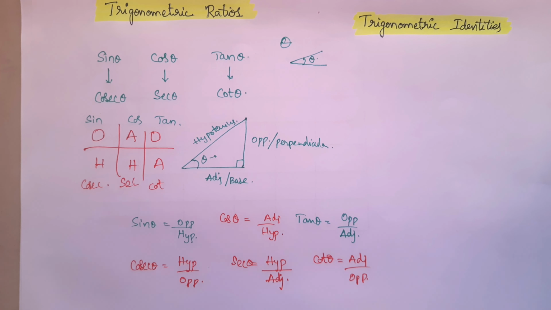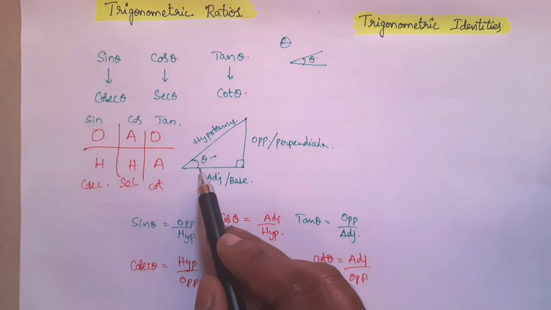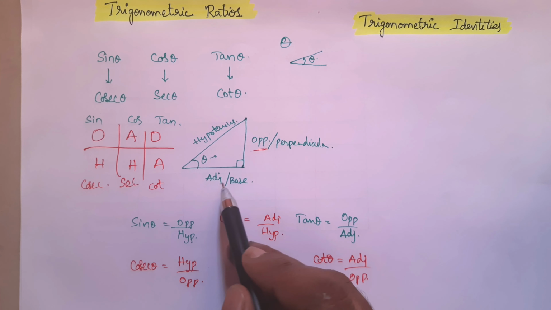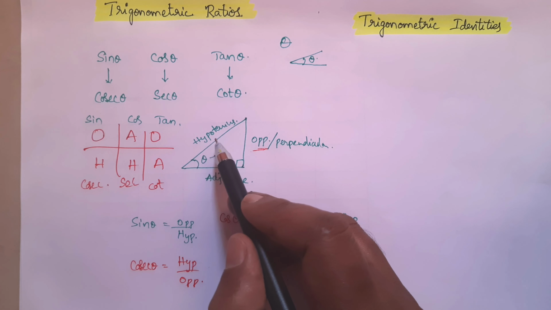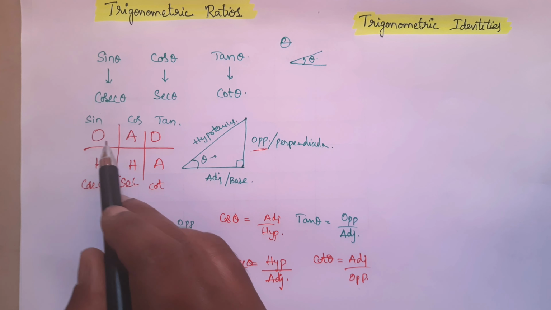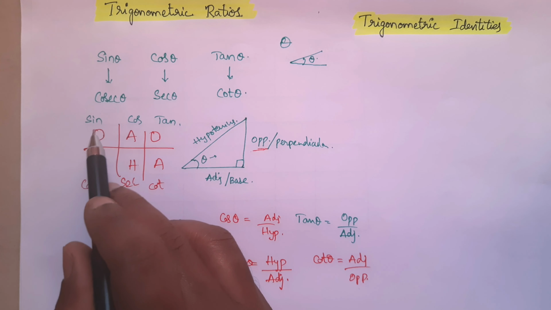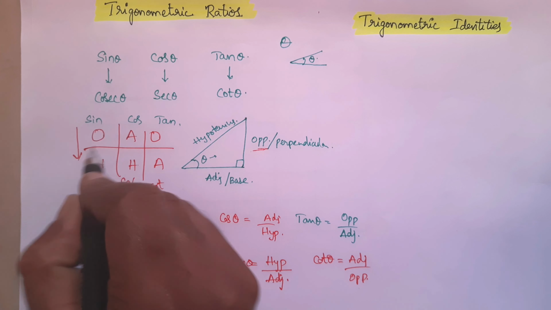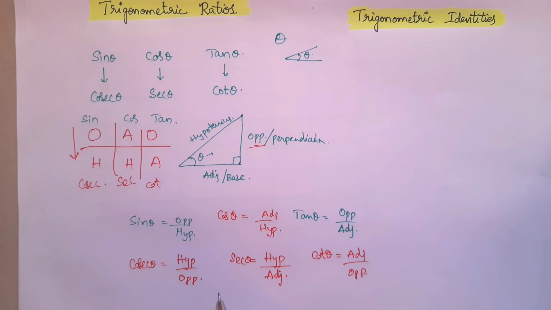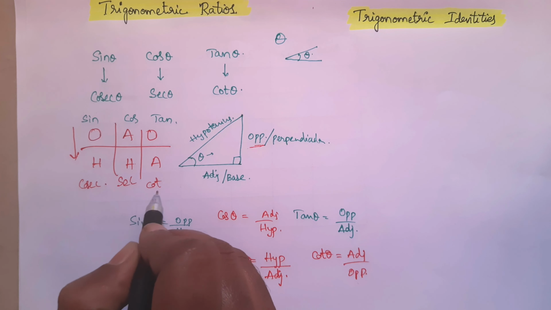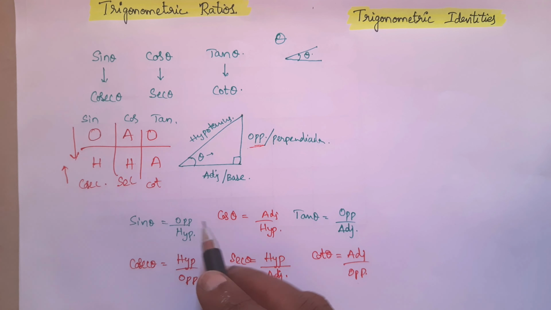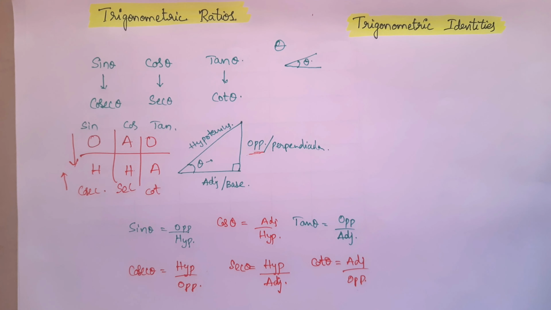So understood? See, if you consider this right angle triangle, the side opposite to theta is considered the opposite side, this is called adjacent or base, and this is called hypotenuse. Based on this you remember OAOHHA. The first three represent sine, cos, tan. If you take sine, cos, tan, we have to follow this order, numerator by denominator. If you consider cosecant, secant and cot, you have to follow this order, denominator by numerator, like H by O. Okay, hope you understand these trigonometric ratios.